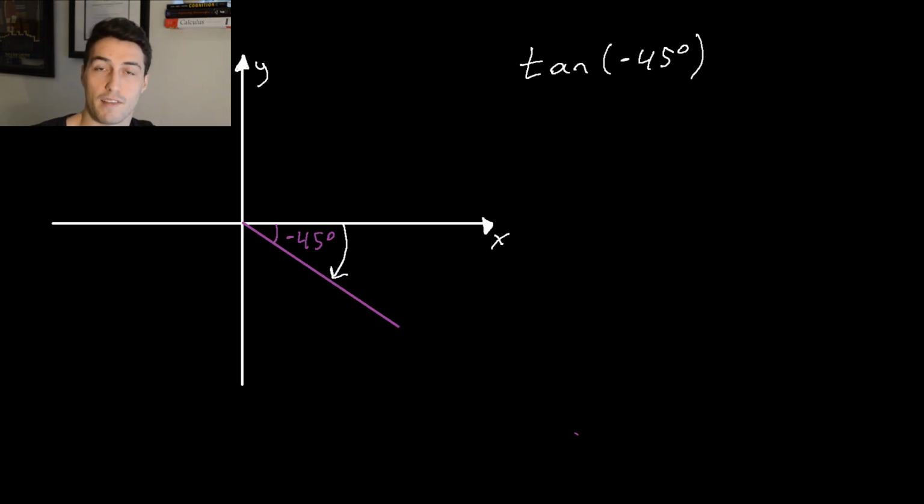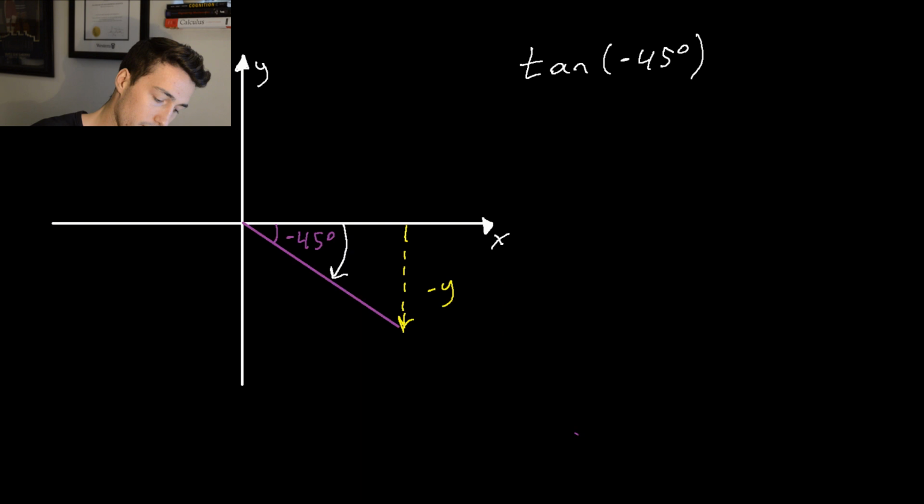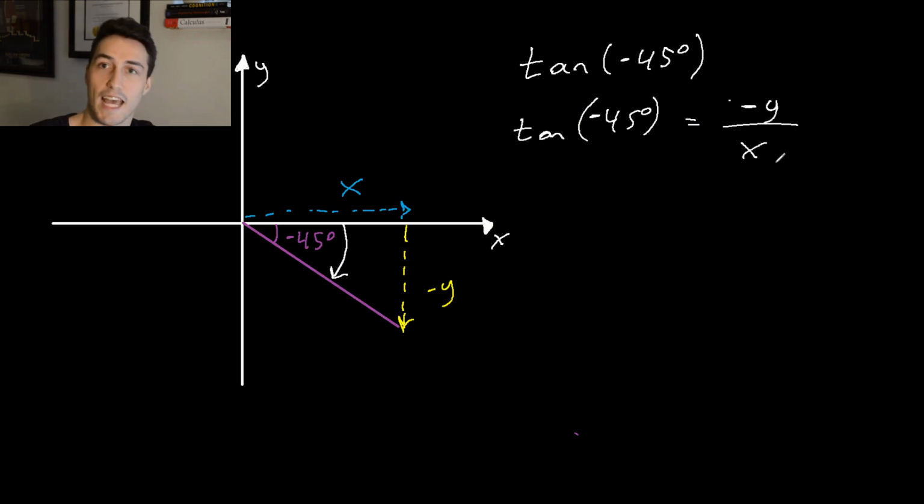So now to evaluate this, I know that tan is going to be opposite over adjacent. Here, we're going in the negative direction. We're going in the negative y direction, this way, negative y. And then we're going in the positive x direction, so that's going to be x over here. And if tan is opposite over adjacent, we get that tan of negative 45 degrees is going to equal negative y on top over x. So we're going to get a negative value.